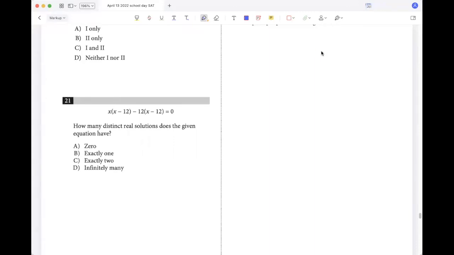21 x into x minus 12 minus 12 into x minus 12 is 0. How many distinct real solutions does the given equation have? So if I take x minus 12 common from these two terms, I'm left with x minus 12 again. So I get x equal to 12, right? That's a repeated solution. So exactly 1.